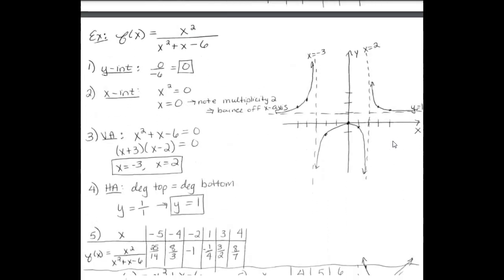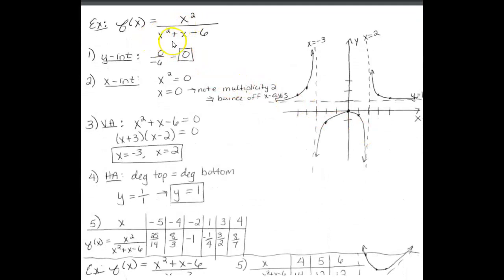All right, let's look at another example. F of x equals x squared divided by x squared plus x minus 6. Step 1, find the y-intercept: plug 0 in for x. That makes the top 0 and the bottom negative 6, so we get 0 again. X-intercept: set the numerator equal to 0. So x squared equals 0, again giving me x equals 0. We should note here that this had a multiplicity of 2, so an even multiplicity means it's going to touch and turn around, or bounce off the x-axis. So y equals 0, x equals 0. It's just this one point.